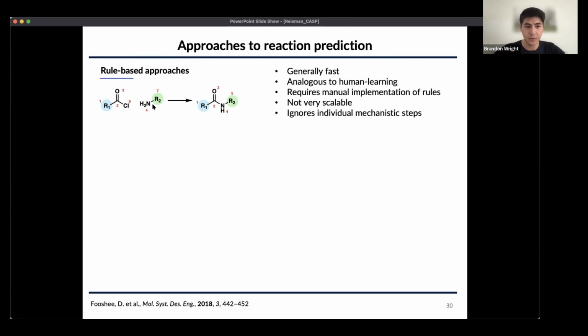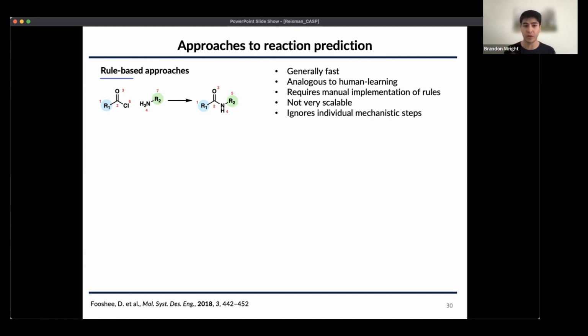If we teach a computer an amide bond forming step, it's going to start to predict, okay, if we have an acid chloride in the presence of an amine, we'll probably make an amide bond. That's typically how this works. One downside is it requires manual implementation of these rules. And so it's not very scalable for really large data sets. And another downside is that because it only keeps track of the net transformation of reactants to products, it's ignoring individual mechanistic steps along the way.